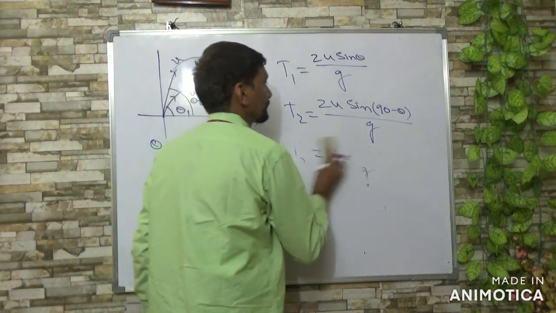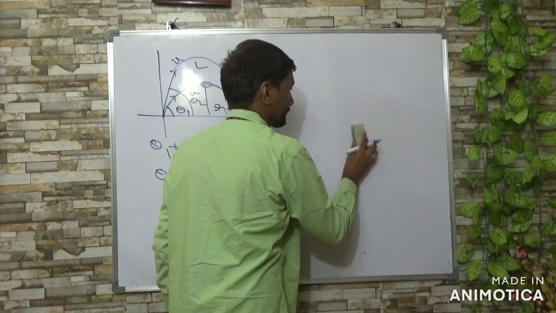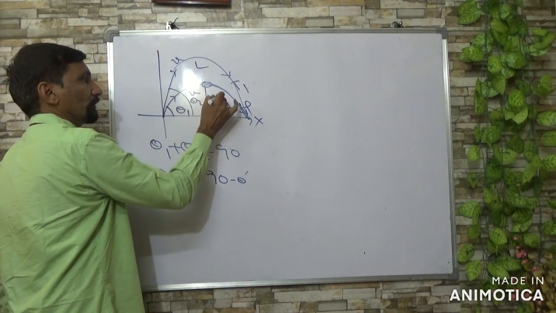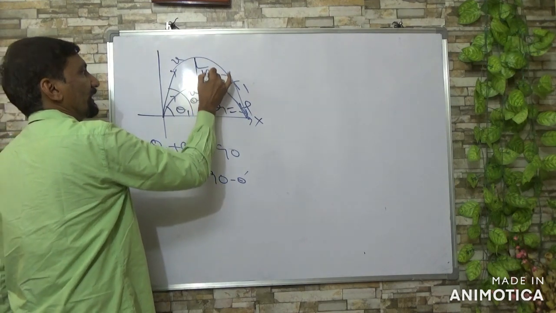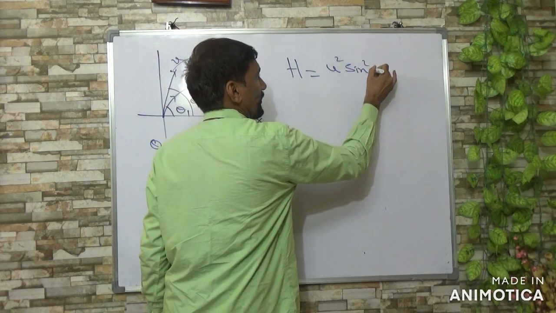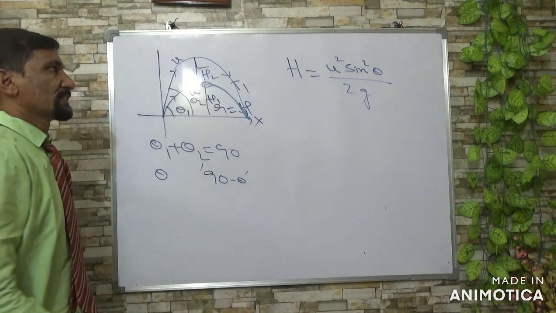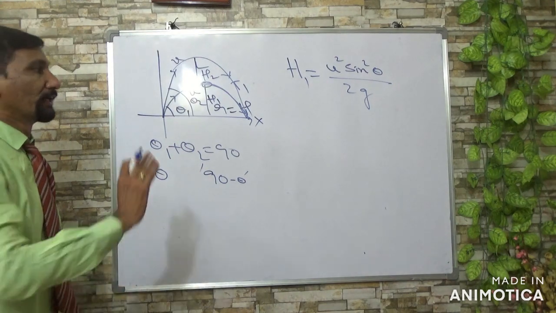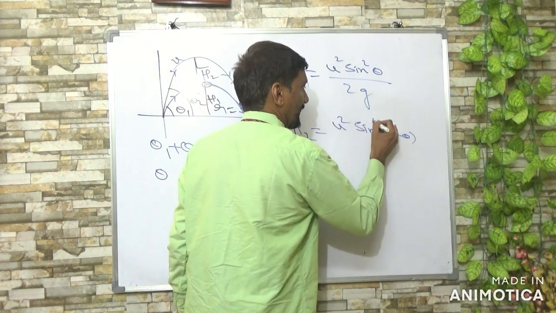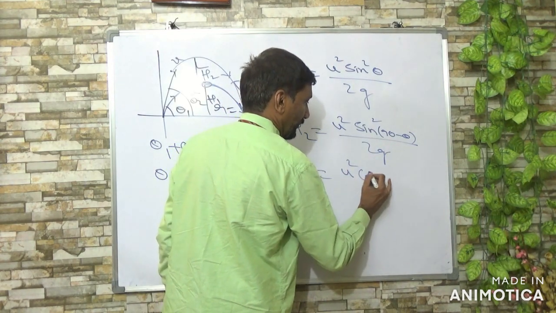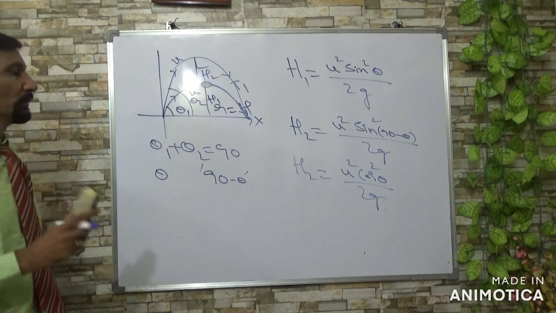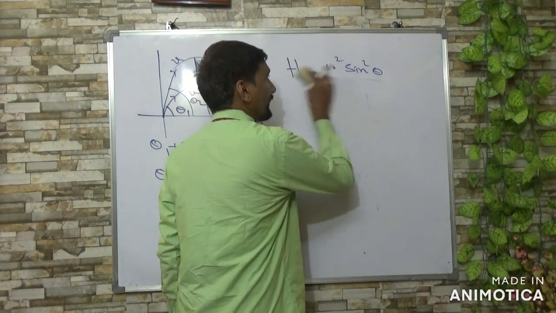Now you see their heights. Say the first one rises to a height h1 from the ground, the second to a height h2. The maximum height of the first one is u square sin square theta by 2g. Now for the second one, h2 equals u square sin square of 90 minus theta by 2g, so you get u square cos square theta by 2g. In this way it's very easy to calculate any problem.